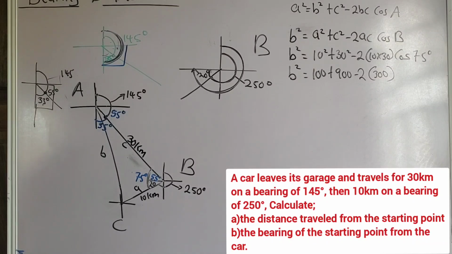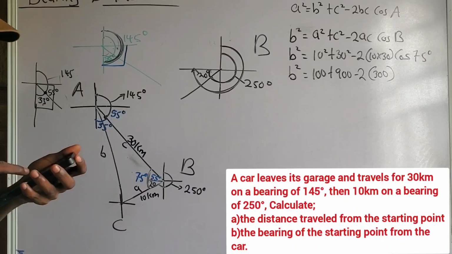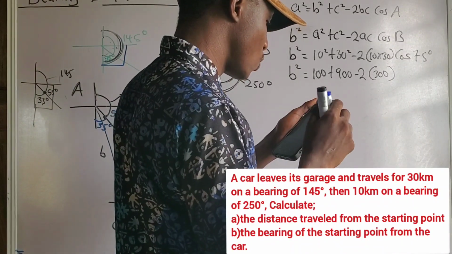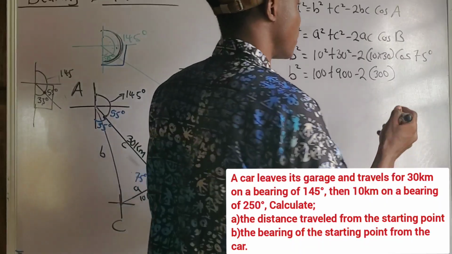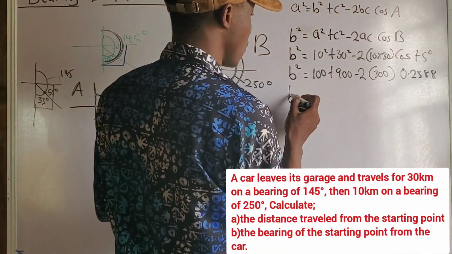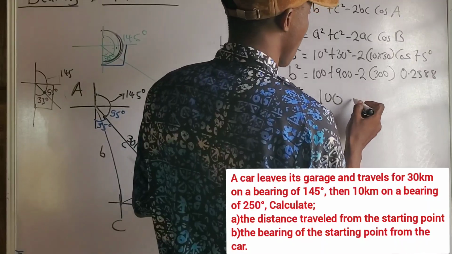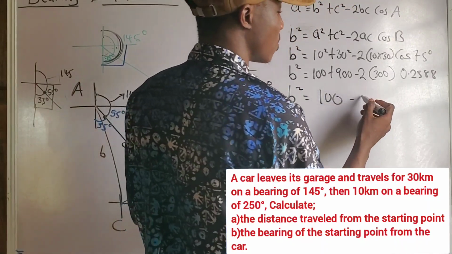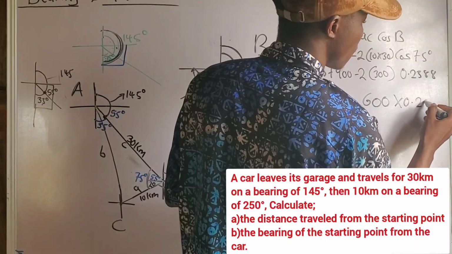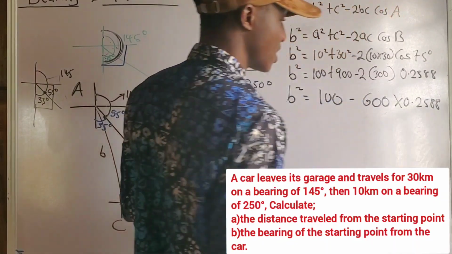Now let us take the cosine of 75 degrees. Cos 75 degrees is 0.2588. So b squared equals 1000 minus 2 times 300, that is minus 600, times 0.2588. Do you understand? Okay.